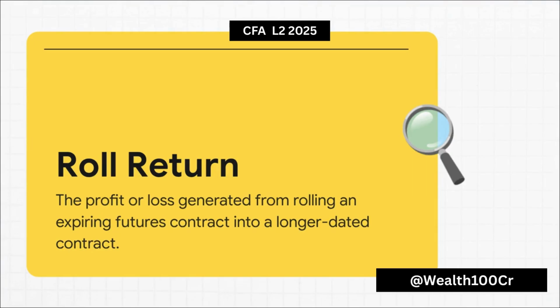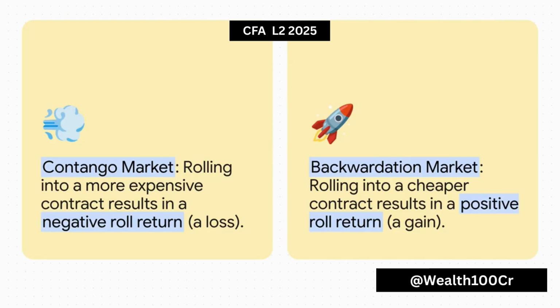So if you're an investor and you want to stay in your position for the long haul, you can't just hold one contract forever. You have to sell the one that's about to expire and buy a new one further out in the future. You roll your position. And the profit or loss you make just from doing that, that's the roll return.